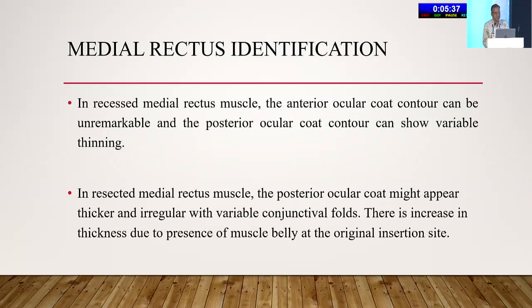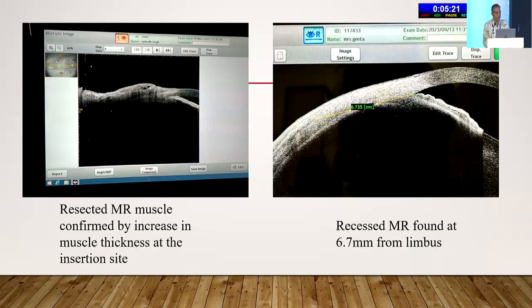Medial rectus muscle identification. In a recessed medial rectus muscle, the anterior ocular coat contour can be unremarkable and the posterior ocular coat contour can show variable thinning. In a resected medial rectus muscle, the posterior ocular coat might appear thicker and irregular with variable conjunctival folds. So this is the resected MR muscle, confirmed by increase in muscle thickness at the insertion site. And the recessed medial rectus muscle was found at 6.7 mm from the limbus.